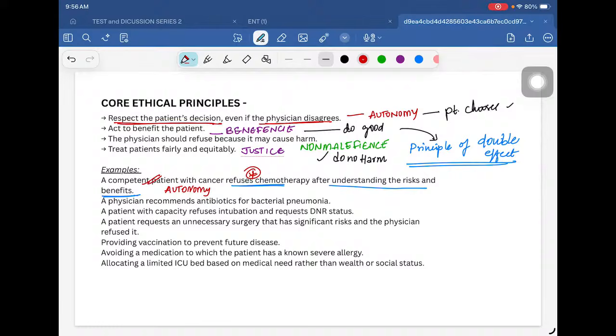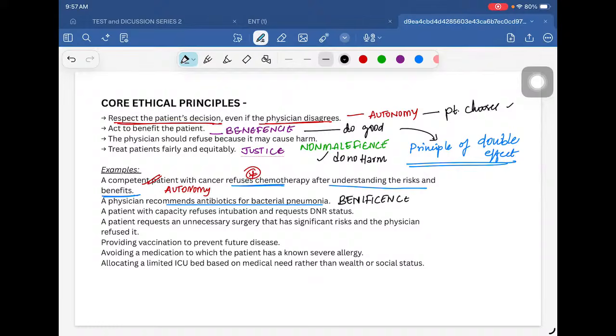The physician recommends antibiotics for bacterial pneumonia. Which core ethical principle is going on here? Yeah, very good. This is beneficence. You want to do good to the patient, that is why the physician is recommending antibiotics. So the ethical principle followed here is beneficence.